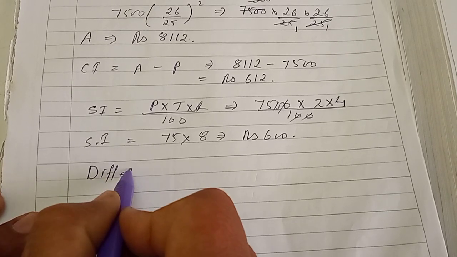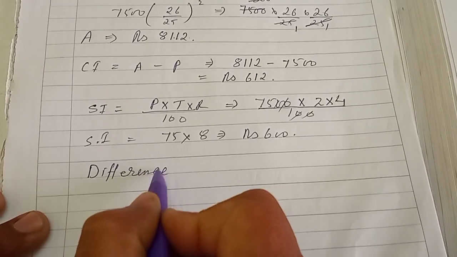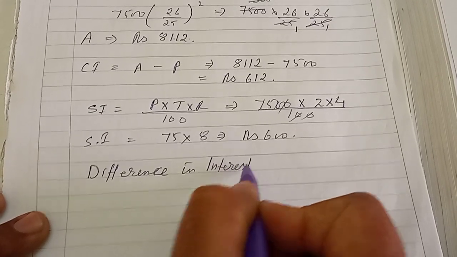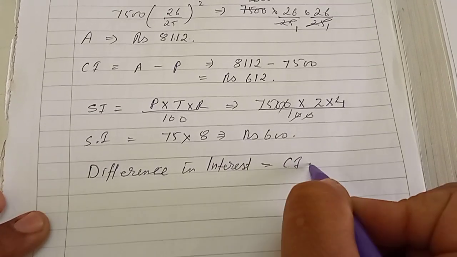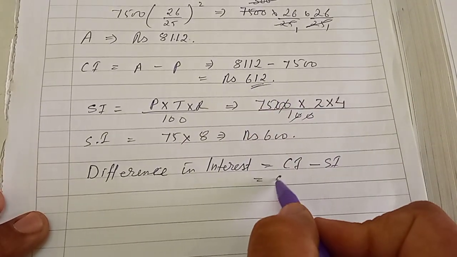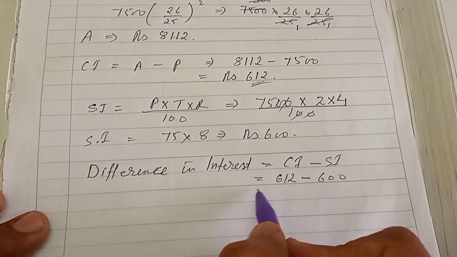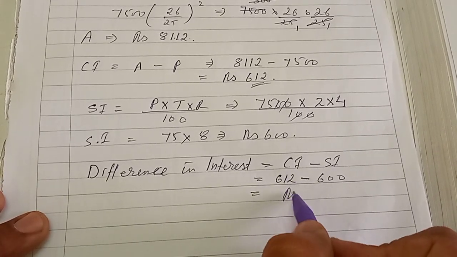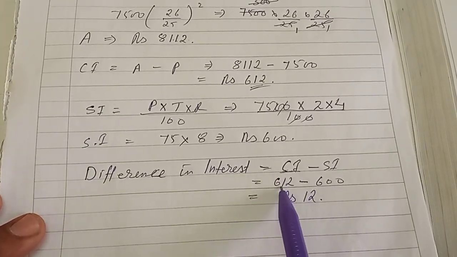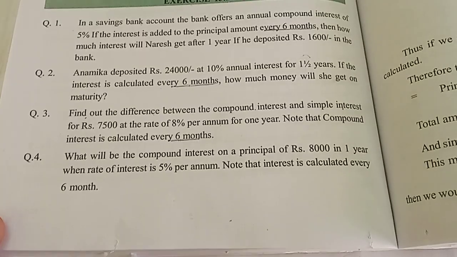So difference in interest, that is compound interest minus simple interest. Compound interest how much you got? 612, and simple interest is 600. So what will be the difference if you subtract? It will be rupees 12. That means always the compound interest is greater than the simple interest. Is it clear? See the fourth question.